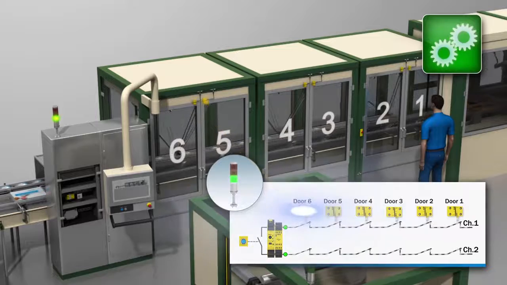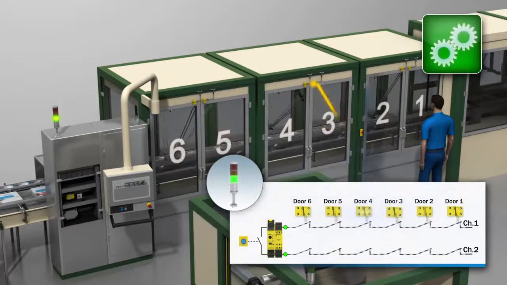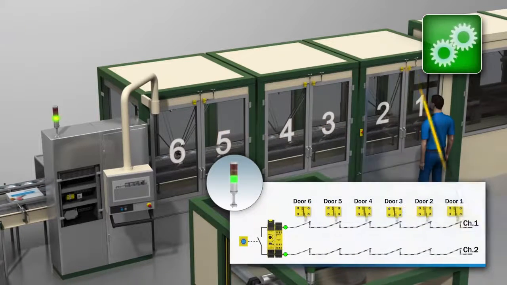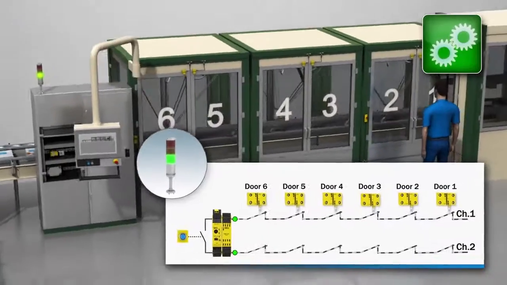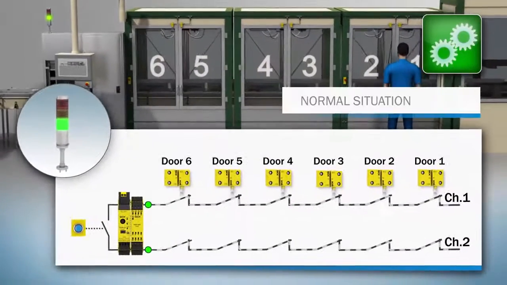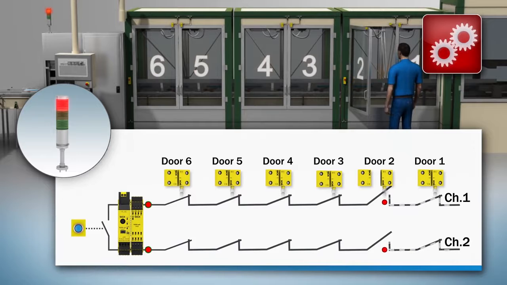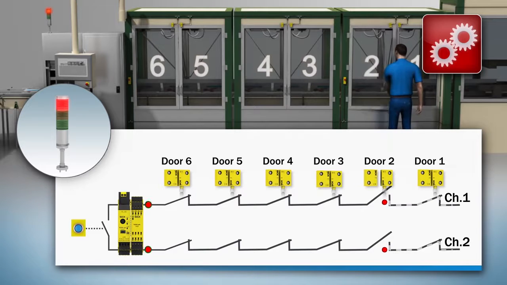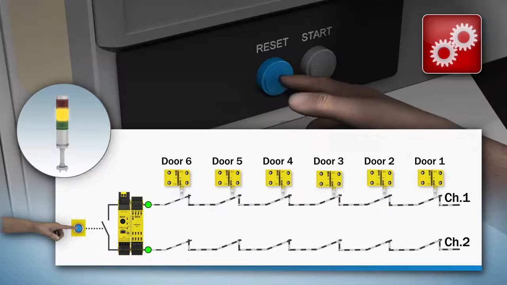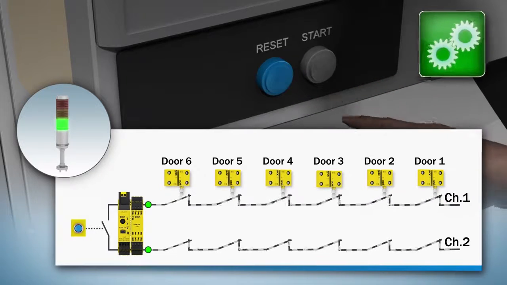The hazardous part of this machine is secured with 6 doors. Each door is being monitored by a magnetic safety switch. Opening a door breaks the contacts of the associated safety switch and interrupts the current flow. The safety controller stops the machine, protecting the person from injury. Closing the door closes the contacts, restoring the current flow and enabling the machine restart.